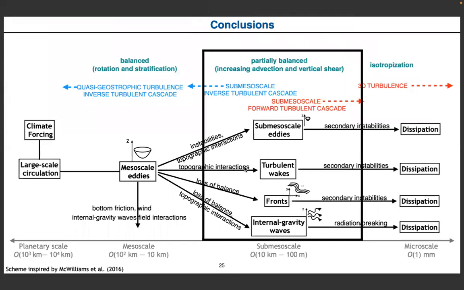So we have shown that in the Drake Passage in winter, when submesoscale eddies interact with the rotational part of fronts, they mainly do an inverse turbulent cascade. And when submesoscale eddies, fronts and internal gravity waves all interact together, they weakly do an inverse turbulent cascade and a weak forward one.